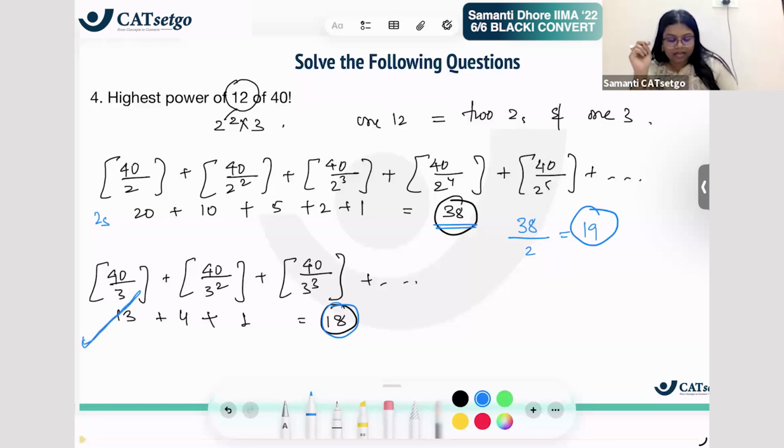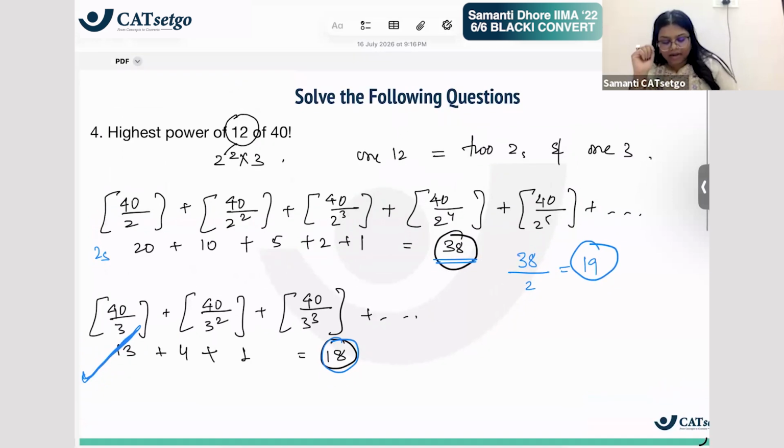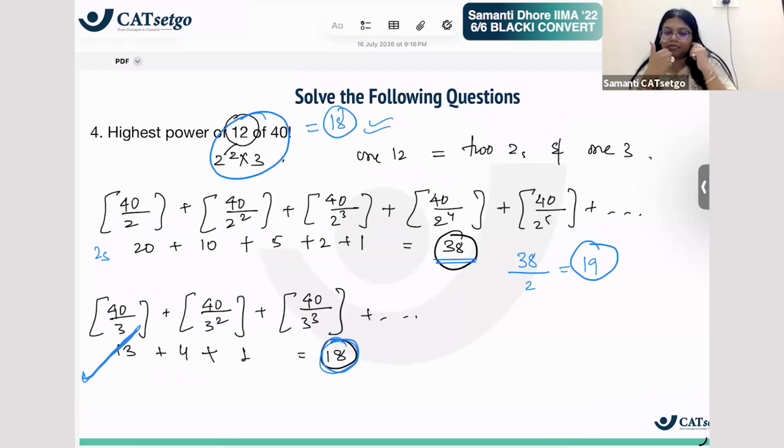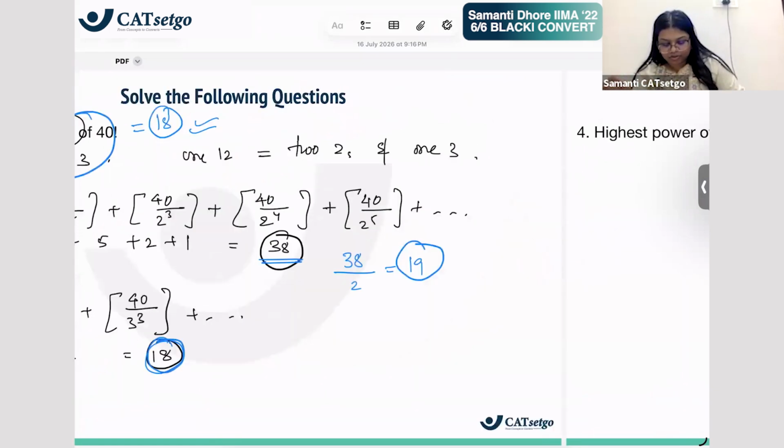So what is the limiting factor again? The limiting factor is 3 itself, and this is how we end up finding how many 12s will be possible. 18. How many 12s will be possible? 18. Do we get this? So smaller number always ends up being the limiting factor, right? Chalo, very good.